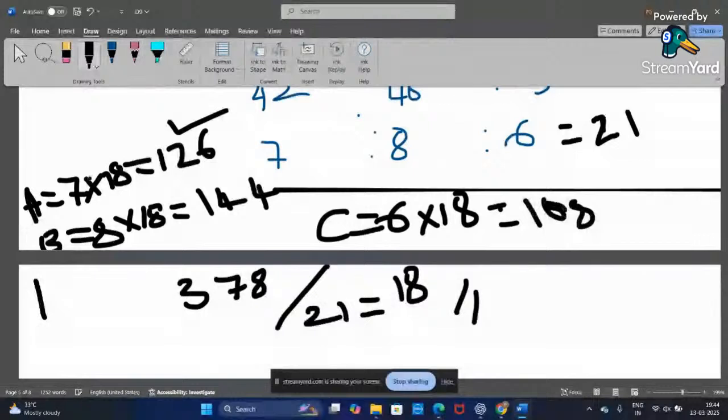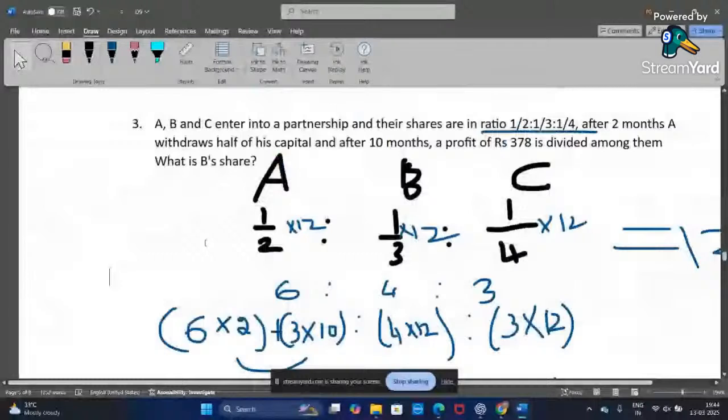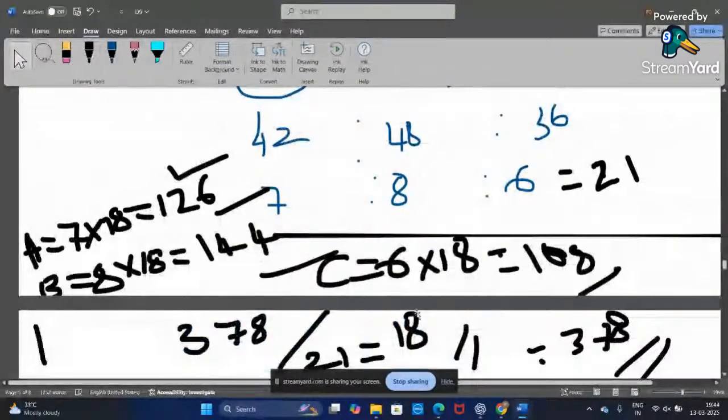To cross verify whether your answer is correct, you have to add these three. Then we'll get 378. Here we need to find whose share? B share. Yes, B share is 144. But we found it for all the three members. Okay, let's move on to the next sum.